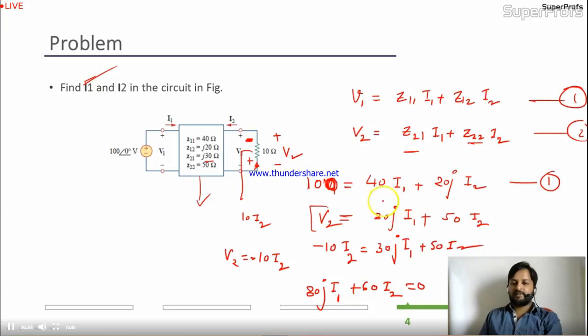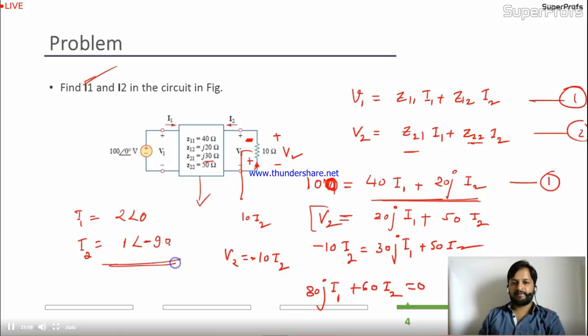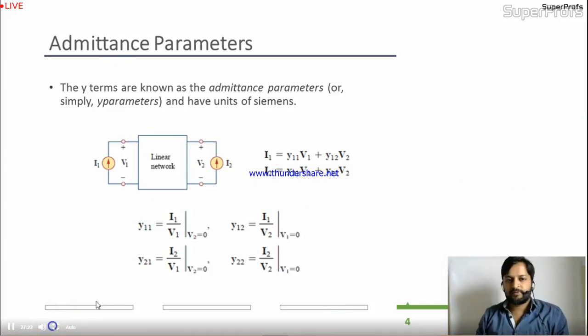Where is the first equation? This is the first equation: 40 I1 plus 20J I2 equal to 100. And this is 30J I1 plus 60 I2 equal to 0. So you can solve this. Finally we'll get I1 equal to 2 at an angle 0, and I2 equal to 1 at an angle minus 90. Okay, so this is the Z parameter. I hope this is clear to you. Come to the next one.